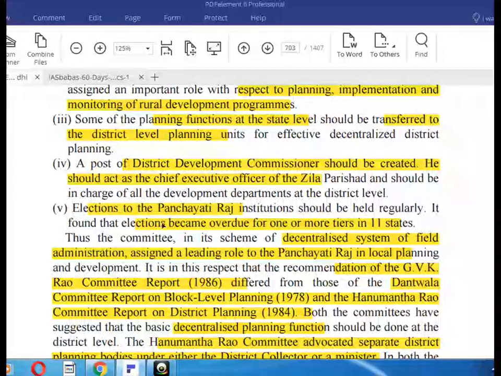Elections to the Panchayati Raj institutions should be held regularly. It found that the elections became overdue for one or more tiers in 11 states. The committee, in its scheme of decentralized administration, assigned a leading role to the Panchayati Raj in local planning and development.